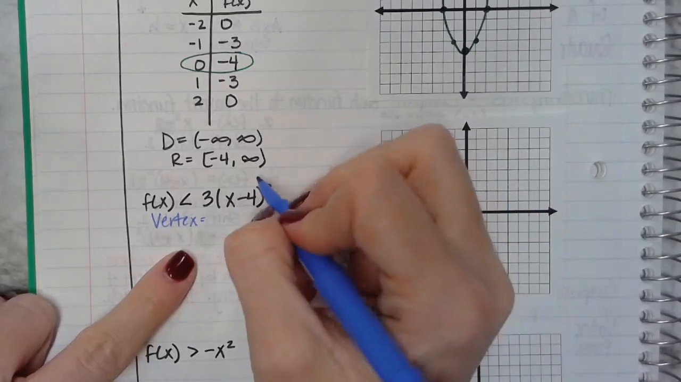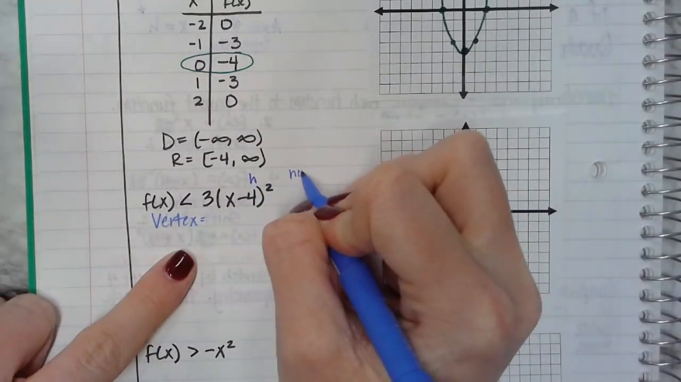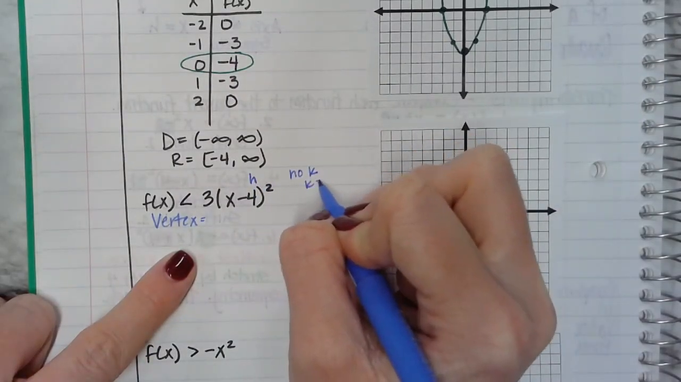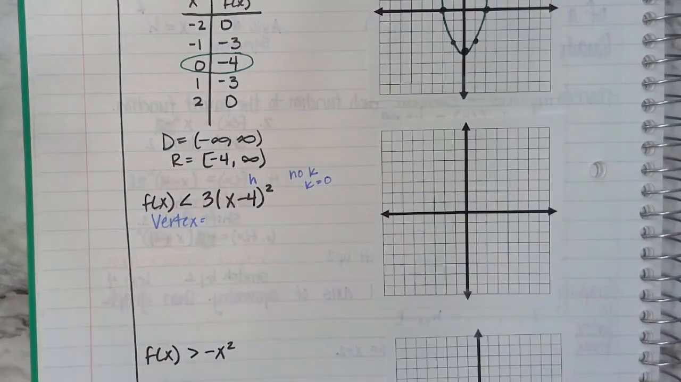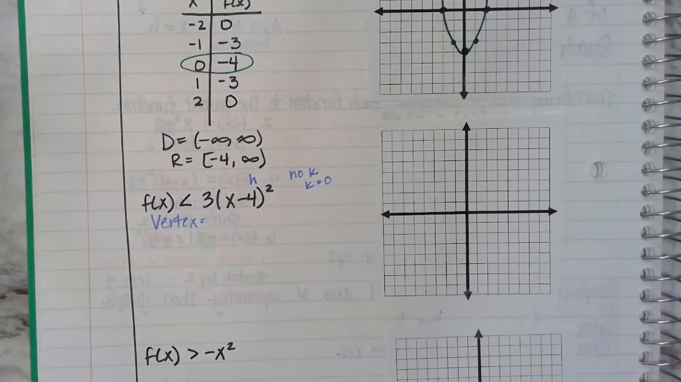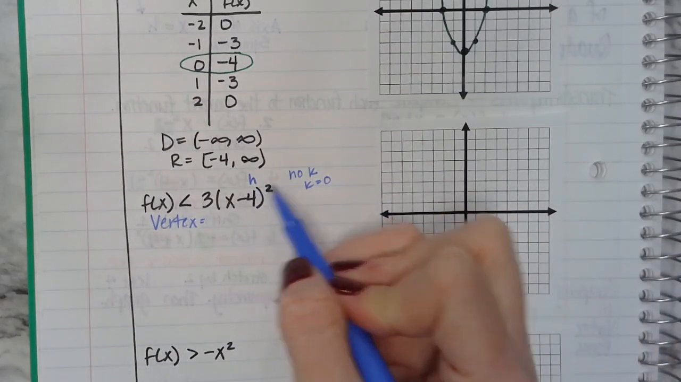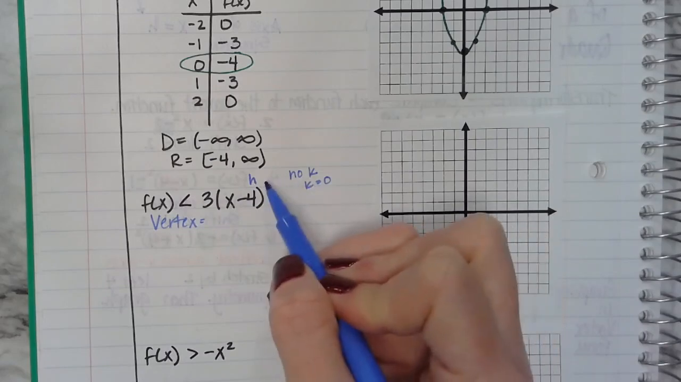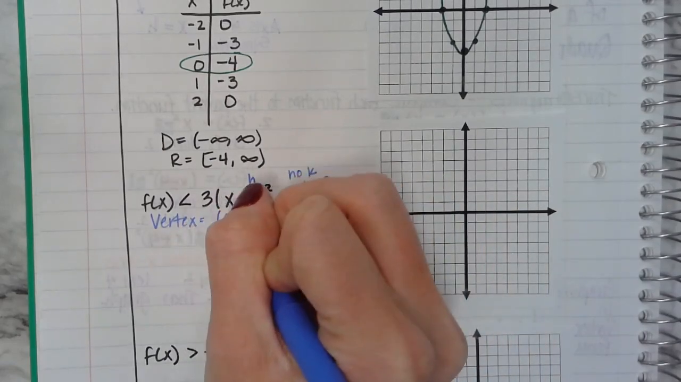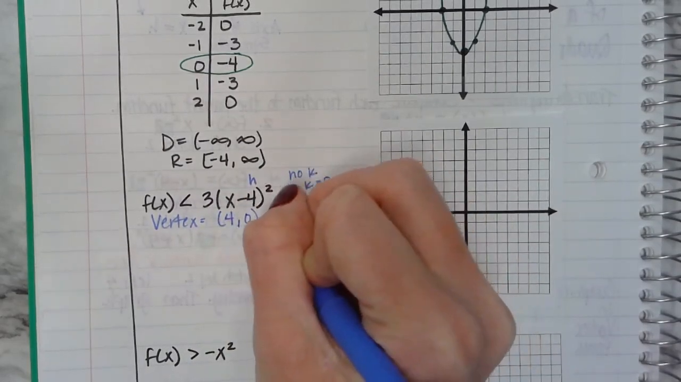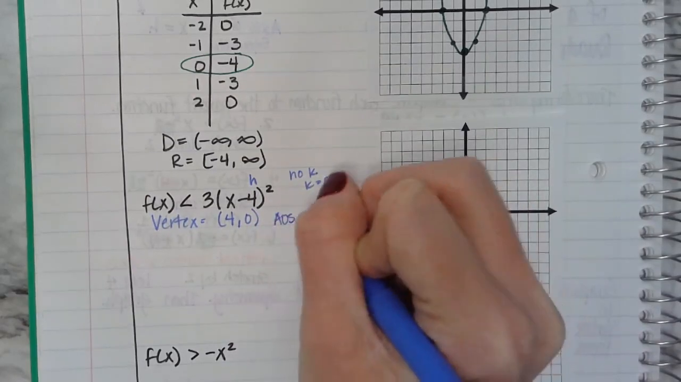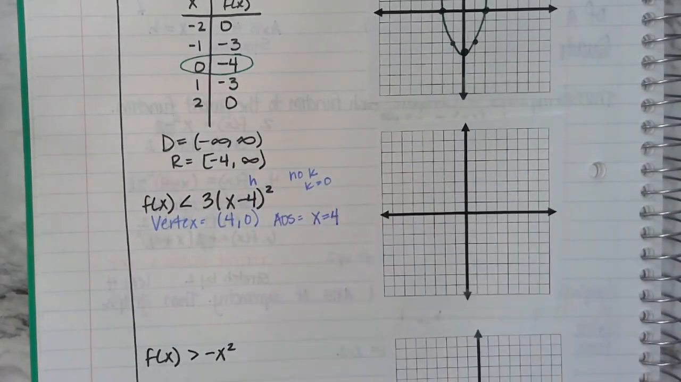So our vertex is opposite h, and then there's no k. So k equals 0. If ever we're missing a value, we're just going to put a 0, unless it's your a, because that's a coefficient. We'll make that a 1. So h is negative 4, k is 0. So opposite h would be a positive 4, comma k, which is 0. And our axis of symmetry formula is x equals opposite h. So x equals 4.